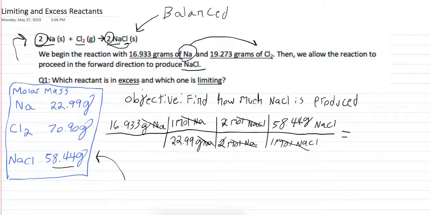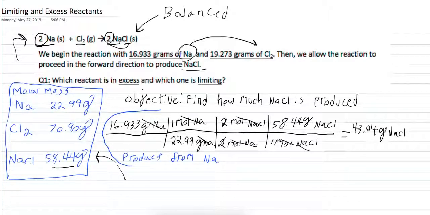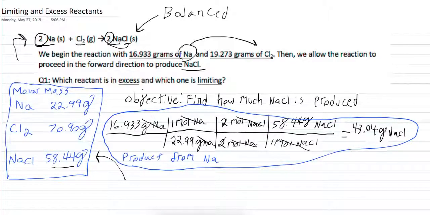And that gives us 43.04 grams of NaCl. Now what you're going to do here is label what you just did, and that's product from Na. That's what you get for a product, or the amount of product you get if you use Na as your reactant that you're comparing.